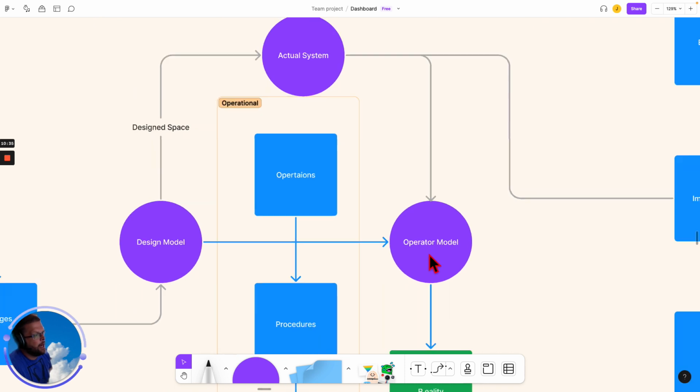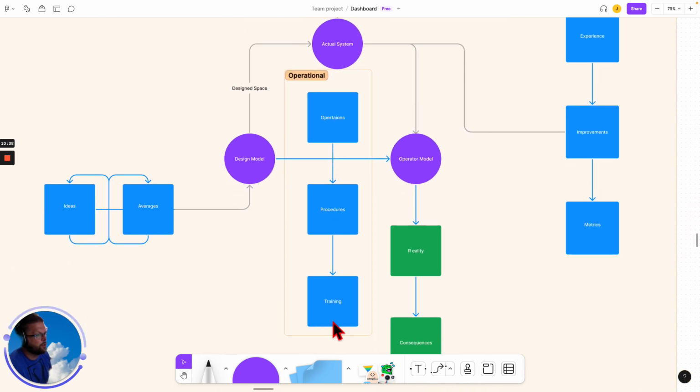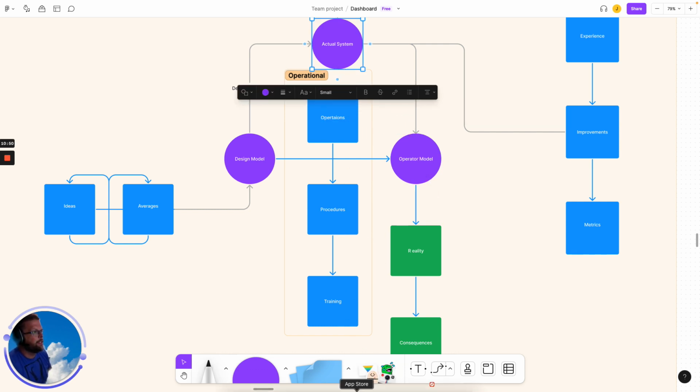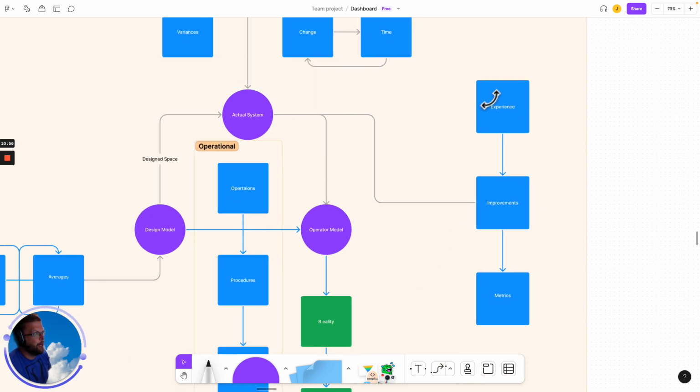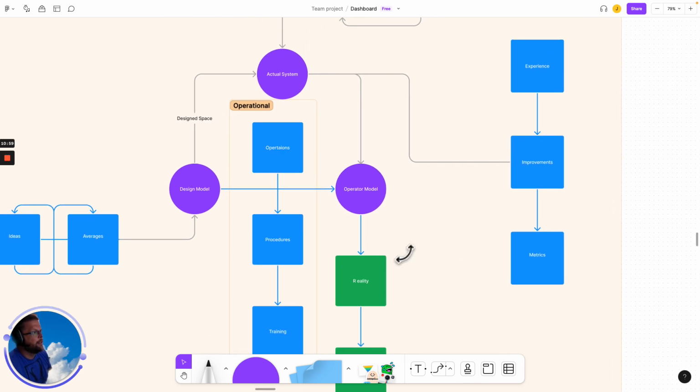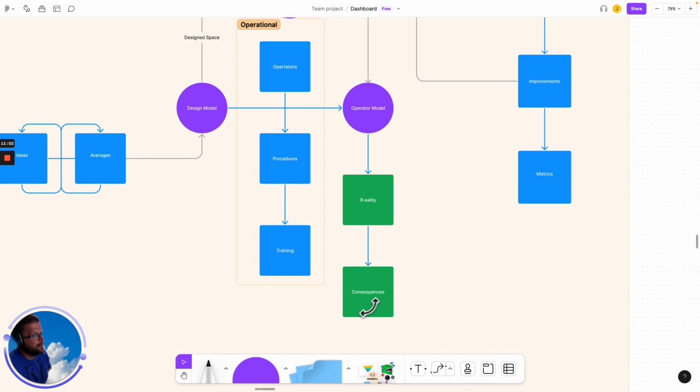The operator model is impacted by operations, procedures, and training. So if you're creating a software as a service, how your business operates, the procedures you have, and the training you do is going to impact the operator model and the actual system. Again, these feed into change and time, while the actual system is also impacted by experience, improvements, and metrics. So your operators are dealing with reality and consequences. This is just something that we need to think of. The systems analysis is going to be a thinking pattern that you will need to examine continuously through this course. And in 11 minutes, we've covered the first couple fundamentals of what we're going to do.